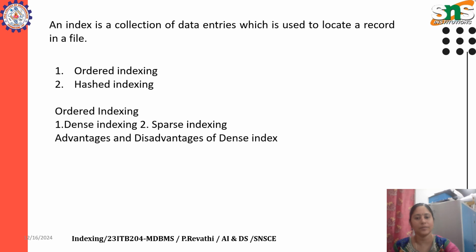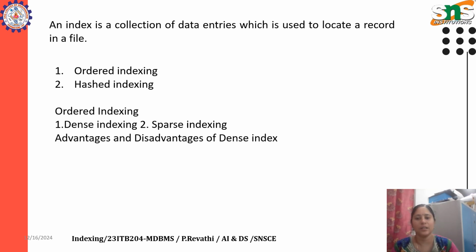Ordered indexing. In ordered indexing, the records of the file are stored in some sorted order in physical memory. The values in the index are recorded so that binary search can be performed on the index. Ordered index can be divided into two categories, that is, dense indexing and sparse indexing.